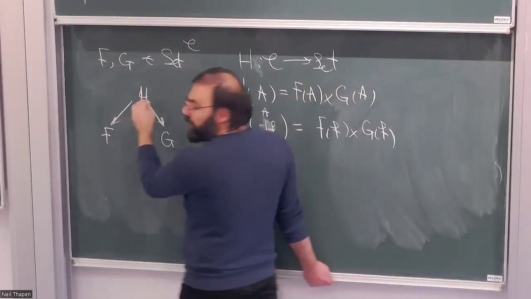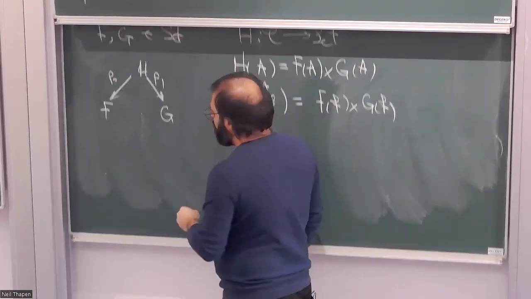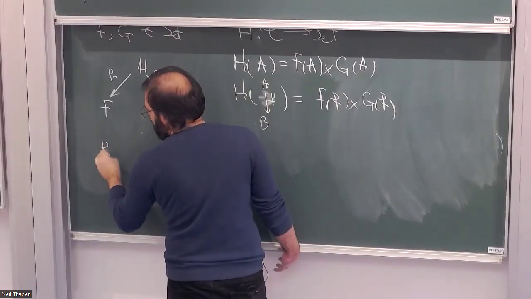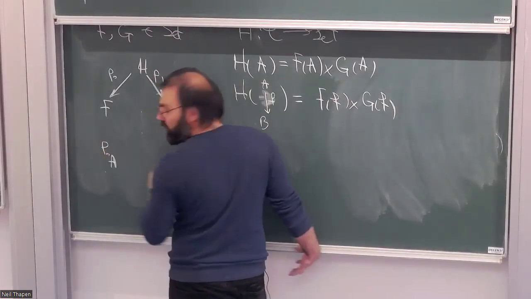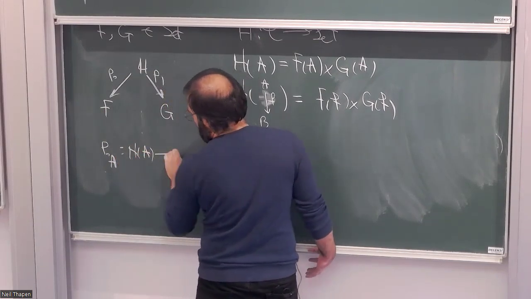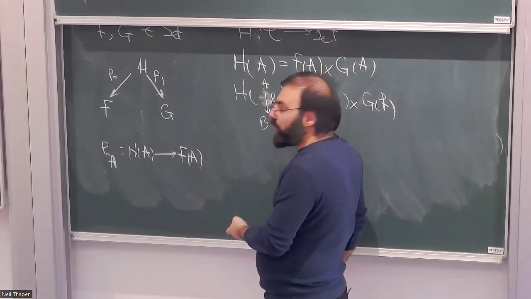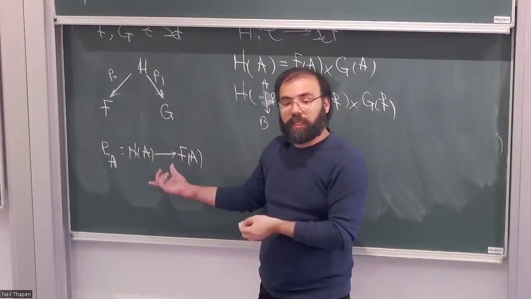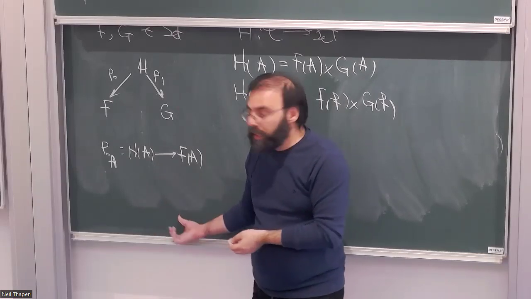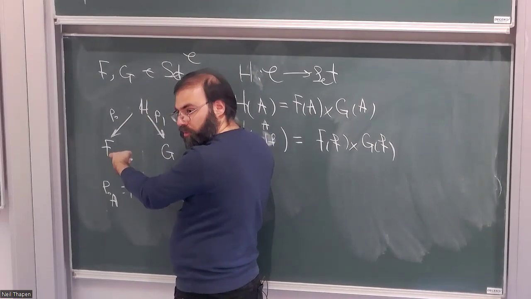And then you need two natural transformations, say P0, P1. So what is P0 then? P0 of A must be a map from H of A to F of A. That's of course projection. You have the same for P1. You have to show that these guys are natural. And then you have to show that this guy is really the best cone.